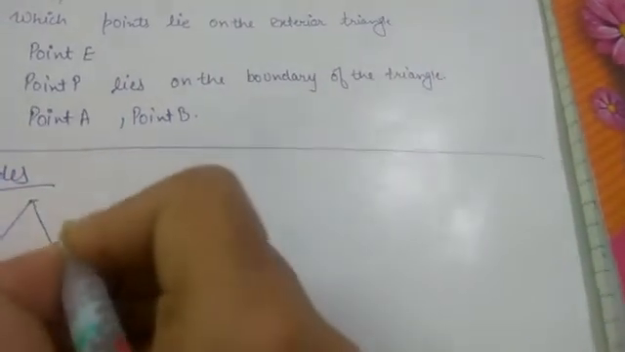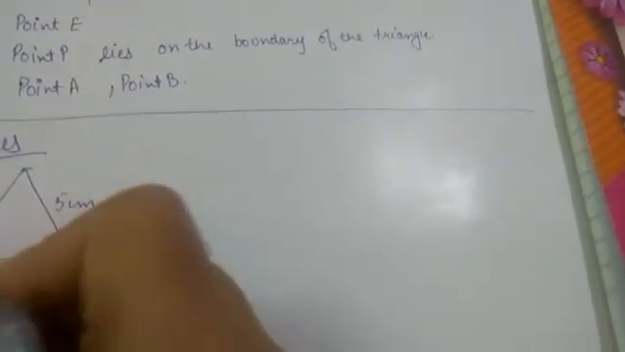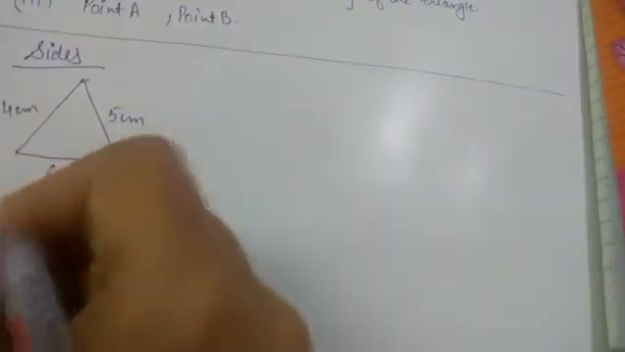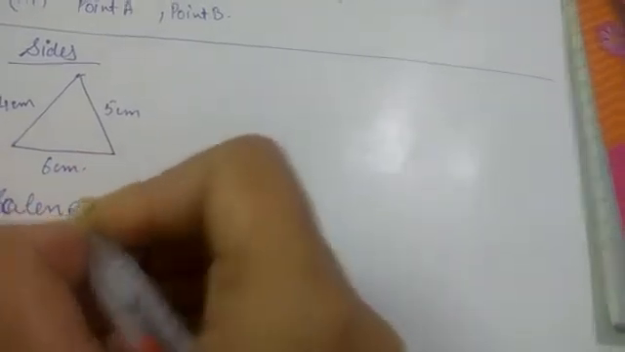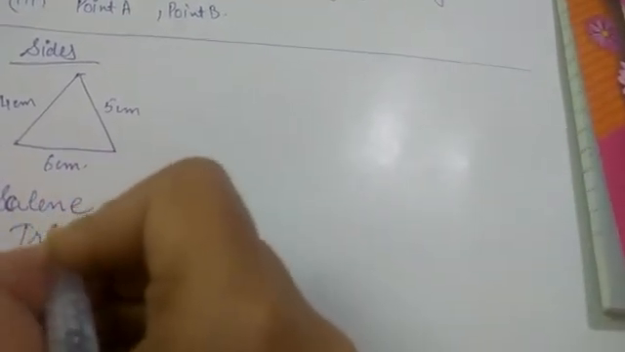I am drawing, you can see. Let us suppose this side is 4 centimeter, this side is 5 centimeter, this side is 6 centimeter. Then here no side is equal. 4 centimeter is different from 5 and 5 centimeter is different from 6, so no side is equal. So this triangle is known as a scalene triangle. If no side is equal, then that triangle is known as a scalene triangle.